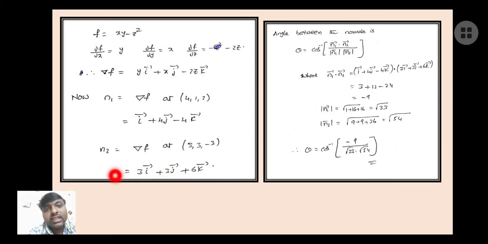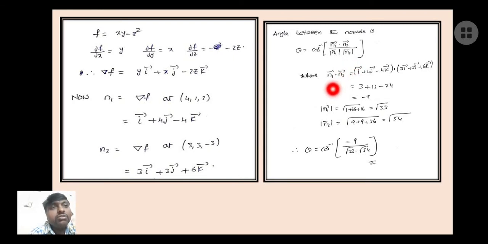Now I am calculating the angle between these two vectors n1 and n2. So the angle between the normal vectors is nothing but theta. Theta is equal to cos inverse of n1 bar dot n2 bar by modulus of n1 bar into modulus of n2 bar.